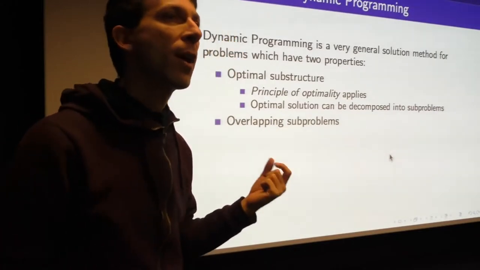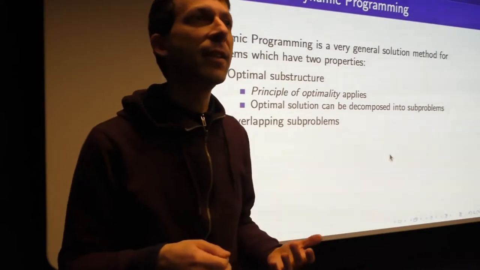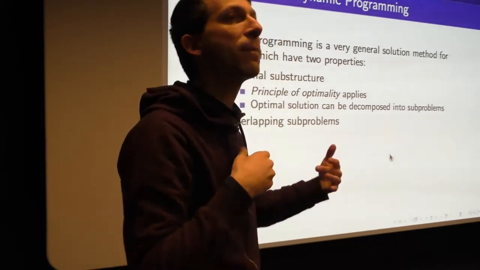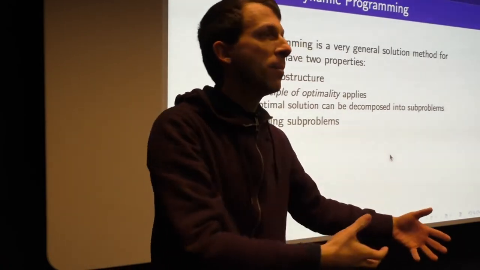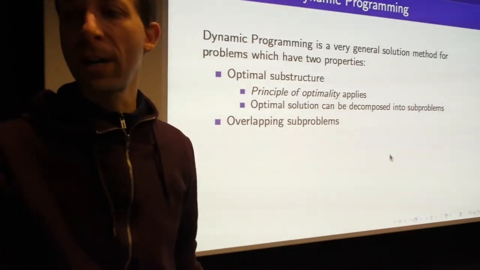The second property we require is called overlapping subproblems. So what does this mean? Well, this means that the subproblems occur again and again and again. Like that actually we've got something to gain by breaking it down into subproblems, that by solving that subproblem, we actually can solve things more efficiently than we could have by just attacking the overall problem directly.